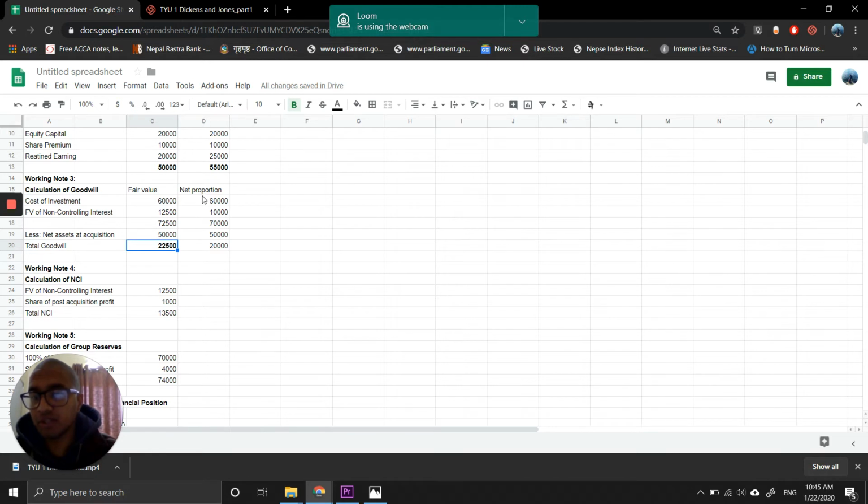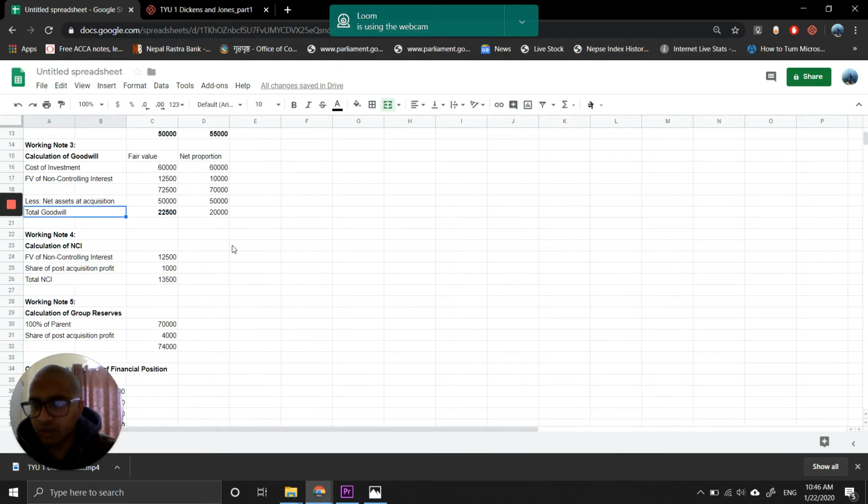So in the net proportion method, what you would do is the fair value of non-controlling interest is calculated as per its percentage of net assets, whereas in the case of fair value, the fair value is already given. Normally it is given. So this is how you calculate goodwill. And then in the fair value method, the goodwill calculated is total goodwill, whereas in the case of net proportion method, the goodwill calculated is only the goodwill of the parent, okay?